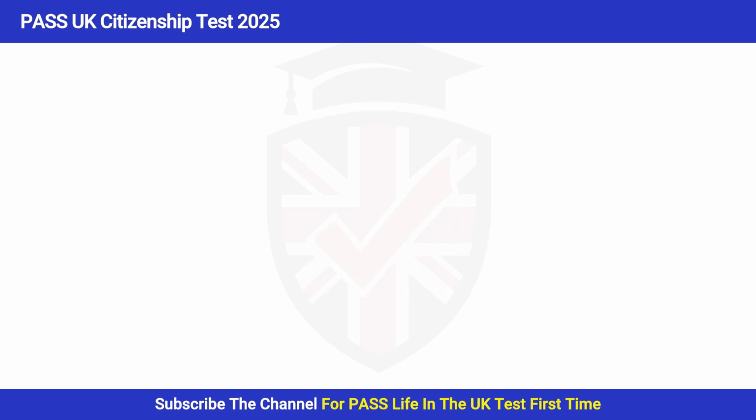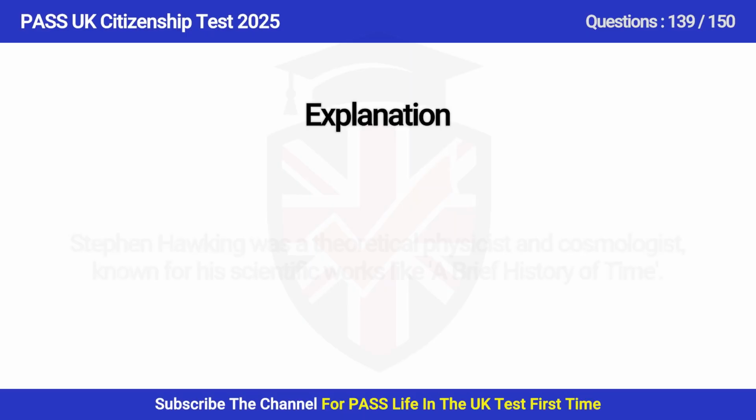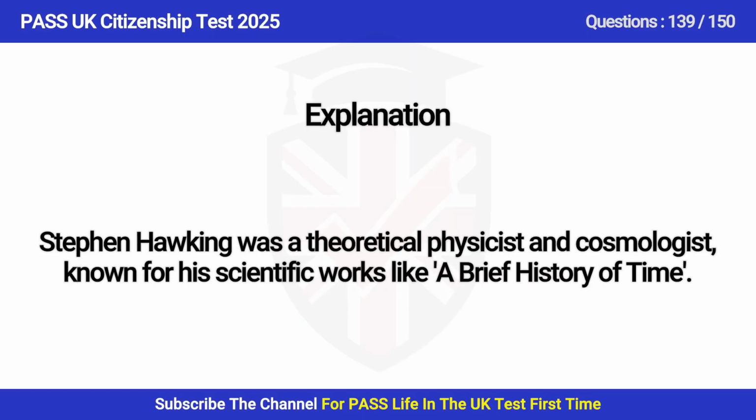Question 139. Which British physicist and cosmologist was famous for his work on black holes? A. Stephen Hawking. B. Isaac Newton. C. Albert Einstein. D. Answer is A. Stephen Hawking. Stephen Hawking was a theoretical physicist and cosmologist, known for his scientific works like A Brief History of Time.